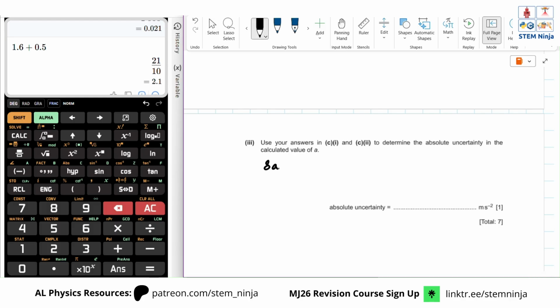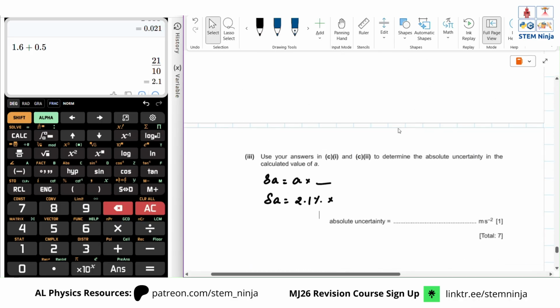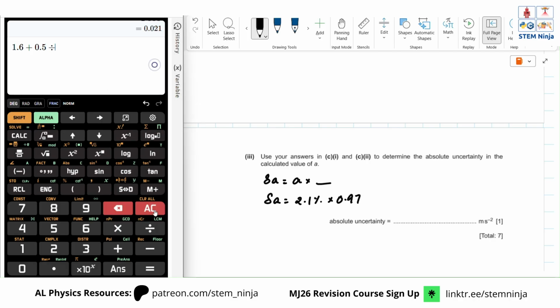Use your answers in C1 and C2 to determine the absolute uncertainty in the value of a. So for the absolute uncertainty, we would multiply a with the percentage uncertainty that we figured out. So that would be 2.1% of, what was the value of acceleration? 0.97. So 2.1% times 0.97. This is going to come out to be 0.02.